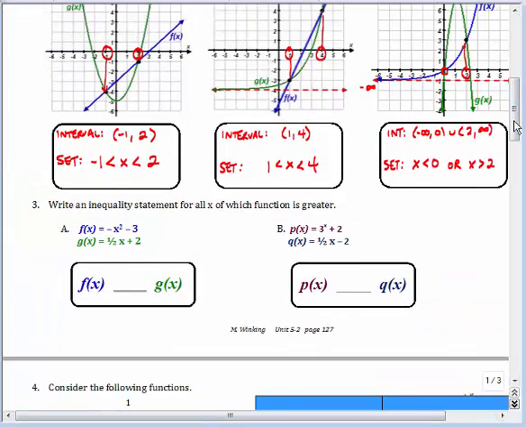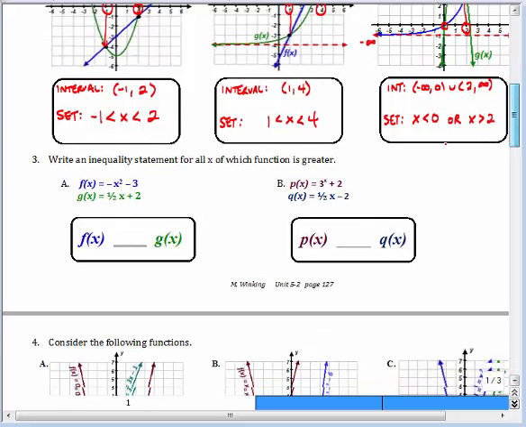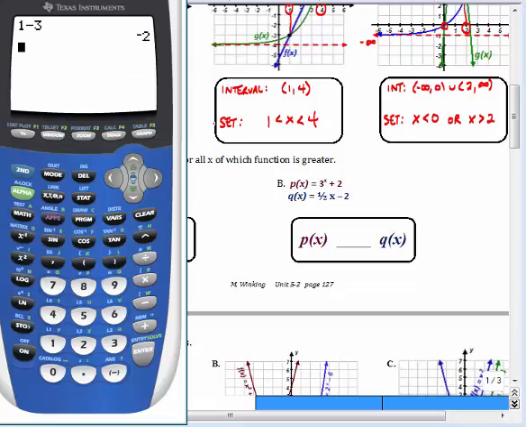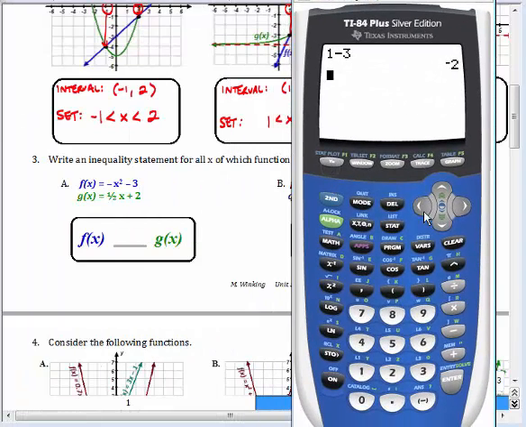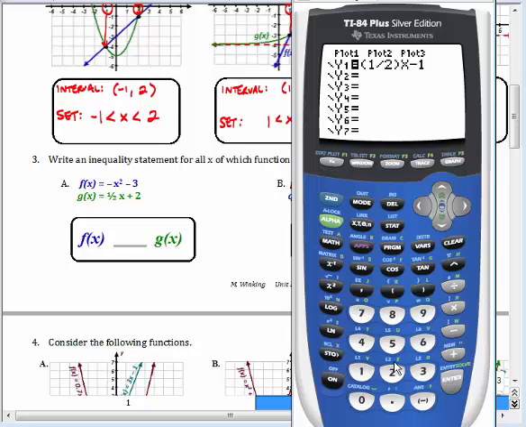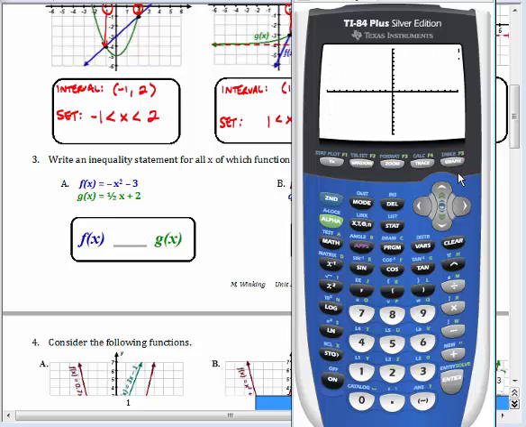For these next ones, I think it'd probably be easiest if we graphed each one to look at. It says, write an inequality statement for all x of which function is greater. Let's use our calculator to compare those two. If I type in this first one, it says -x squared minus 3. I should have cleared first. -x squared minus 3. And then 1 divided by 2 in parentheses, x plus 2. So it looks like we'll have a parabola and a line. Then we hit graph.